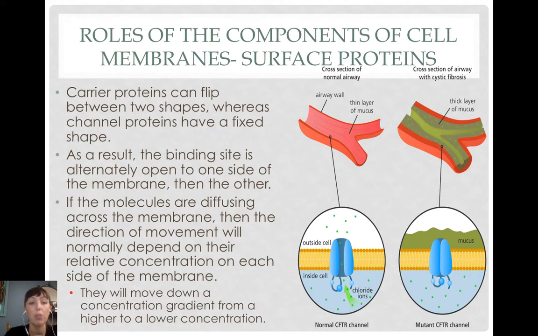Whereas the carrier proteins have to be able to flip shapes. As a result, the binding site is alternately open to one side of the membrane while the other is closed, and then switches so that the other is open. If the molecules are diffusing across the membrane, then the direction of movement will normally depend on their relative concentration on either side of the membrane. They're going to move down a concentration gradient, from a higher to a lower concentration.